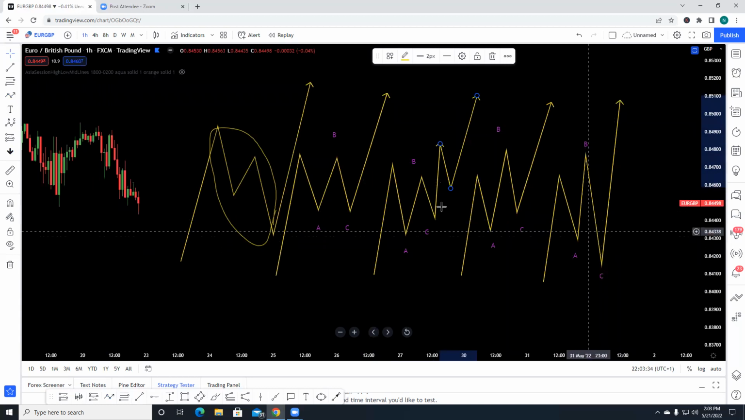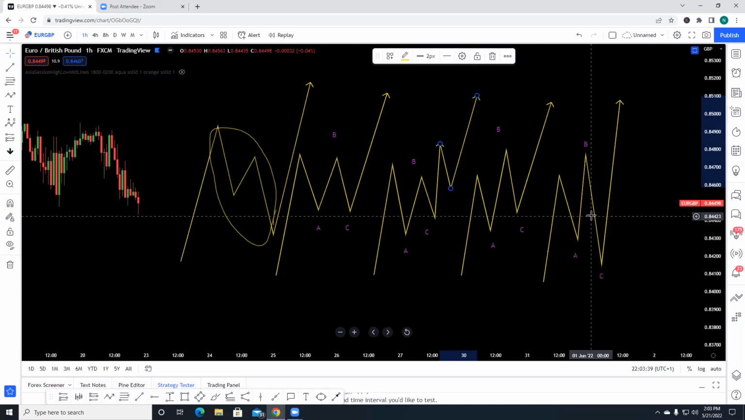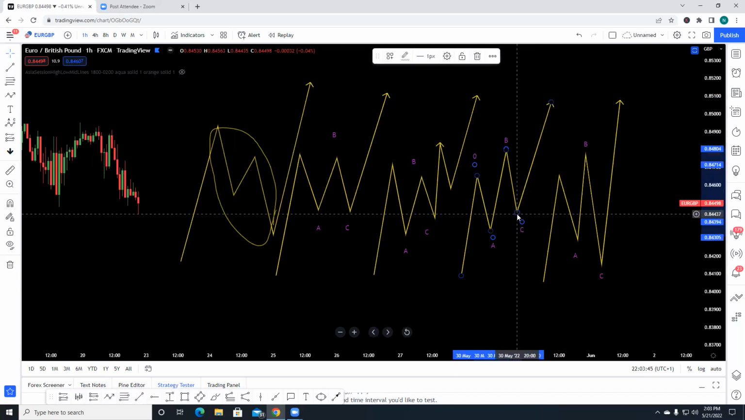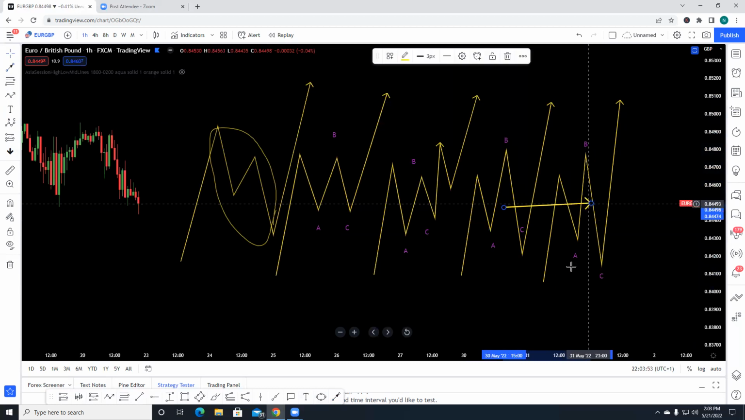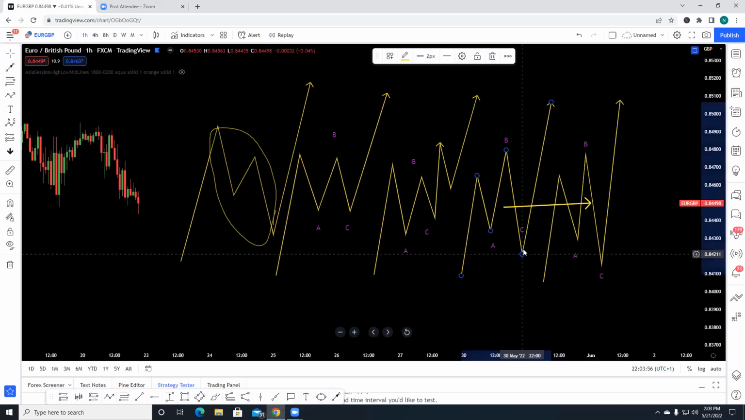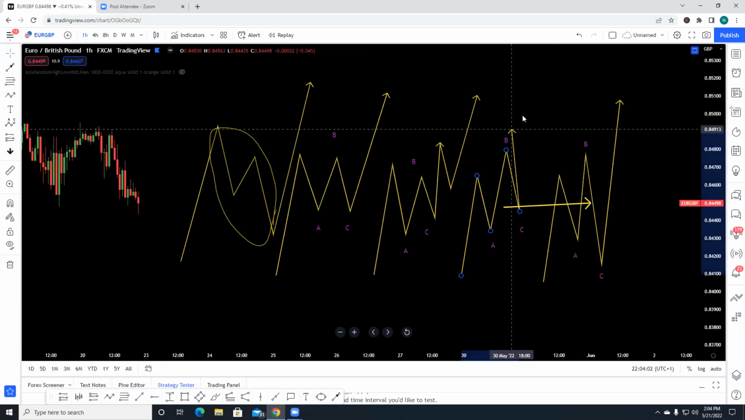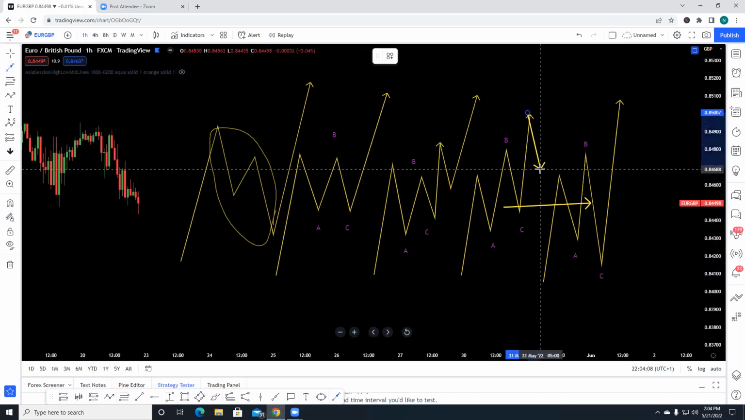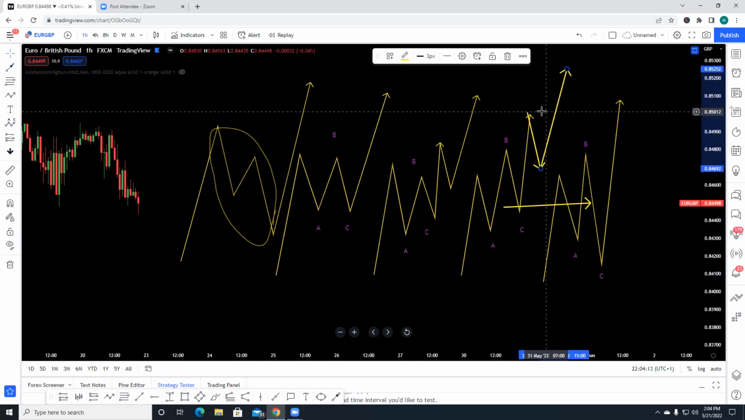We also discussed that this corrective structure here, a running flat, can also transform into an expanding flat, because B here has already broken the start of A, and this structure comes down here, and this has become this, guys. This structure has become this structure. So in order to mitigate that, when this is forming a running flat, you need to see this wave break the top of B, and as soon as B is broken, you look for a corrective structure to 50 to 61.8, and then you take your trade to the upside. This is how to approach it, all right?